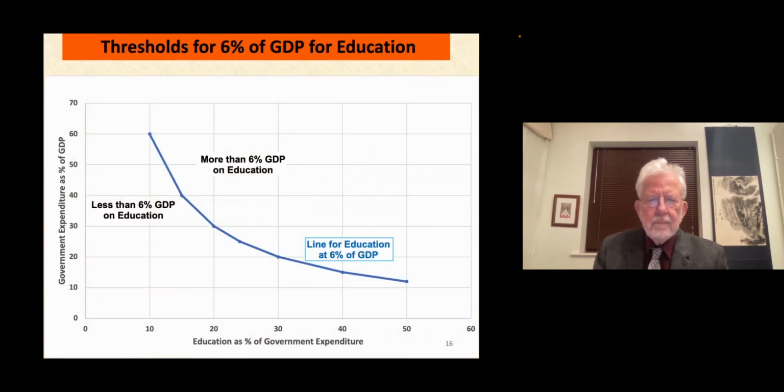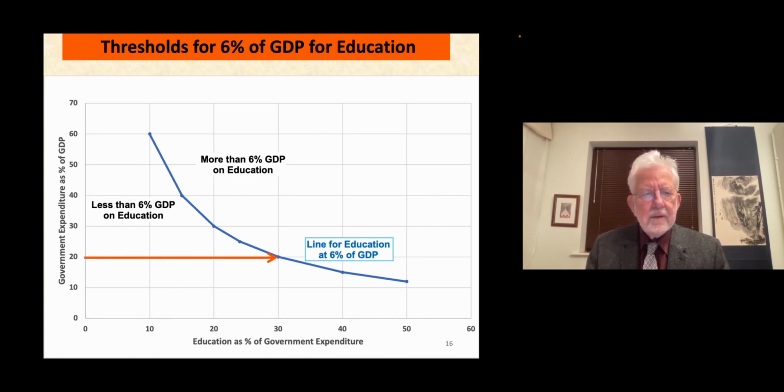We can look at the problem another way, and you can apply this simple chart to data from your own country to see how it stacks up. This is the line of 6% of GDP for education. You have to sit on that line if that's what you wish to allocate. You can sit on that line in many different ways. You could sit on that line if your government took 20% of GDP to finance expenditure, and 30% of government expenditure was spent on education. 20% times 30% gives you 6%.